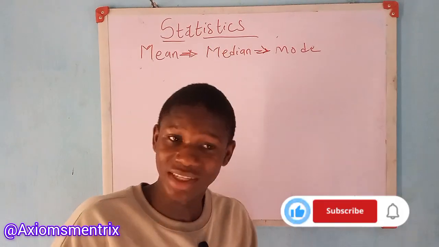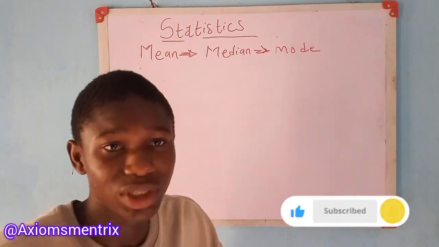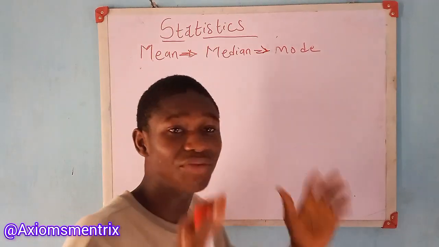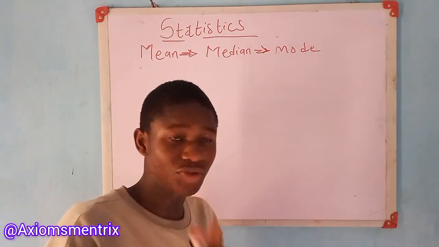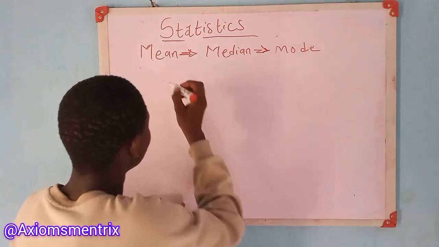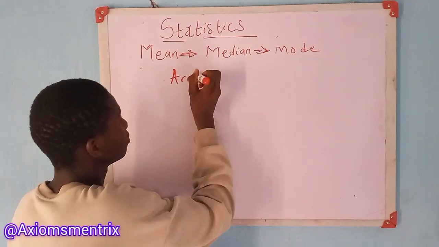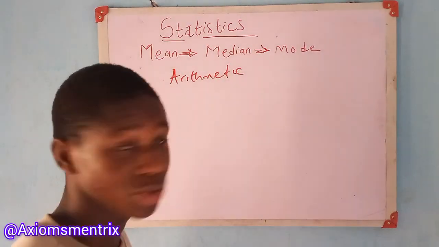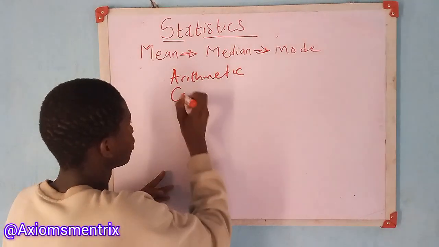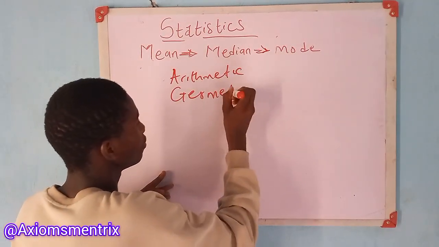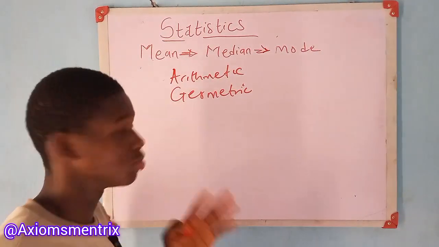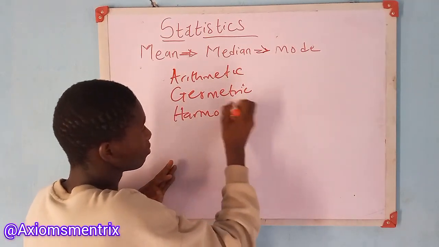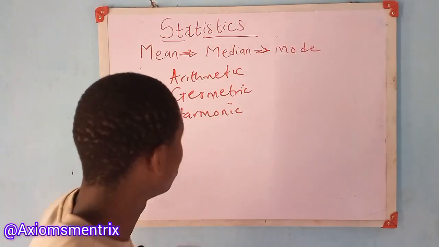Most people think that when we're talking about mean, it simply means average. In today's video, I'm going to tell you that we have different kinds of mean. We're going to be talking about the arithmetic mean, the geometric mean, and also the harmonic mean. These are the three types of mean we are going to be talking about in today's video.